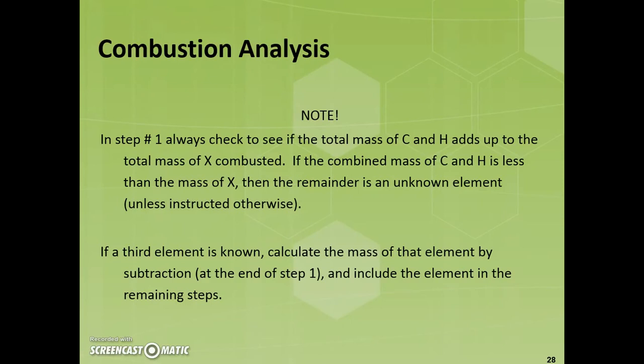A few notes on this. You want to always do a quick check to make sure that the mass of C and H adds up to the total mass combusted. If it's higher, you've made some kind of mistake. If it's less, the remainder is an unknown element. There's lots of other elements besides carbon and hydrogen that could be in our compound. Usually, in questions at the undergraduate level, if there are any other elements present, you'll be told what they are. Nitrogen and oxygen are the usual culprits. And you can just use simple subtraction to find out how much there is of the other element.